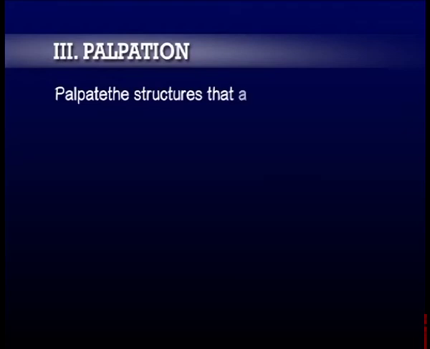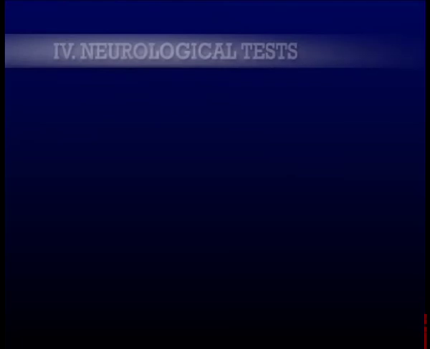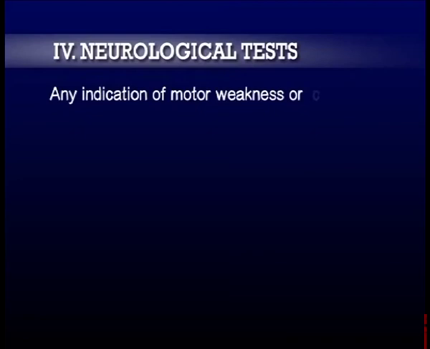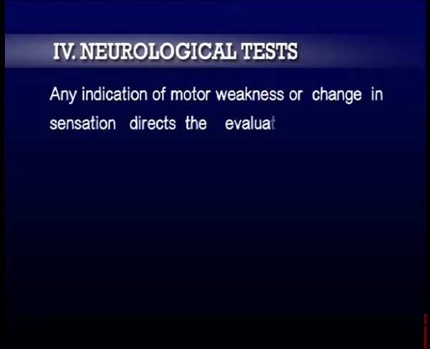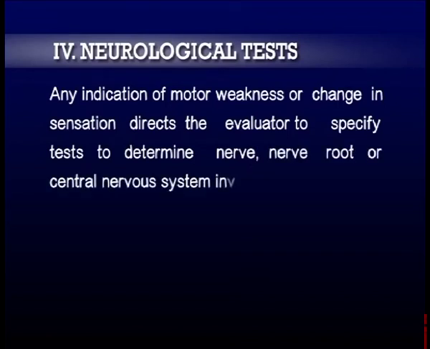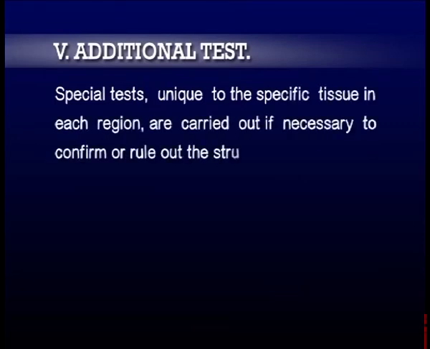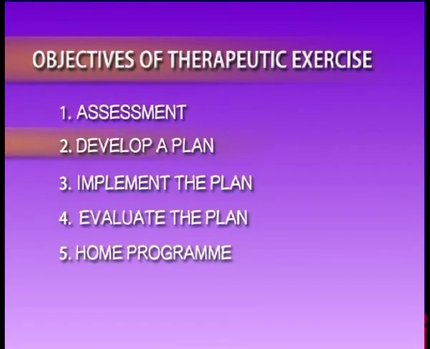Palpate the structures that are incriminated as the source of the problem. Next is the neurological test. Any indication of motor weakness or change in sensation directs the evaluator to specific tests to determine nerve root or central nervous system involvement. And the fifth one is additional tests. Special tests unique to the specific tissue in each region are carried out if necessary to confirm or rule out the structure in question. And next one is to develop a plan.